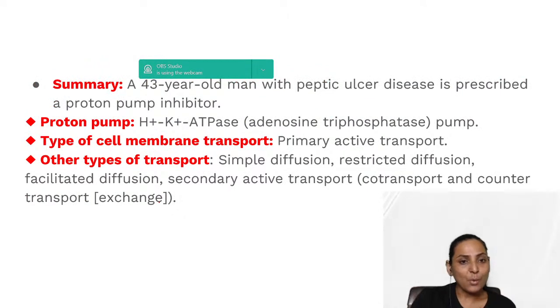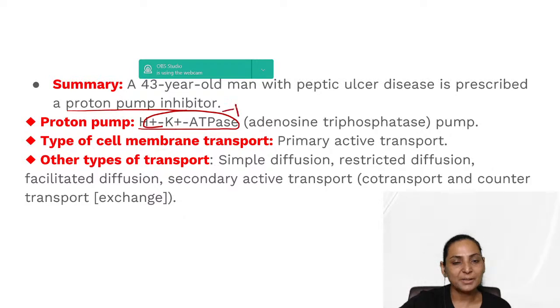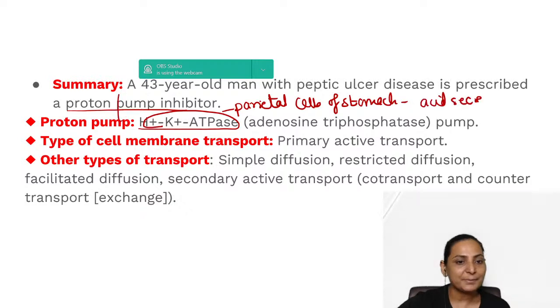So if I answer this question, I know that this is a proton pump inhibitor, and the proton pump being spoken of over here is the hydrogen ATPase pump, which is present in the parietal cells of your stomach, that is responsible for your acid secretion. And because it is a pump, it is an example, or a type, of active transport mechanism.